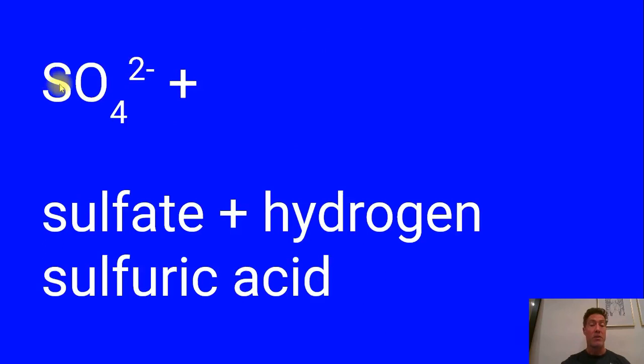Here we go. We have sulfate, a -2. We can add how much hydrogen? We can add 2 hydrogens to it to make it neutral. That gives us H2SO4, which is sulfuric acid.